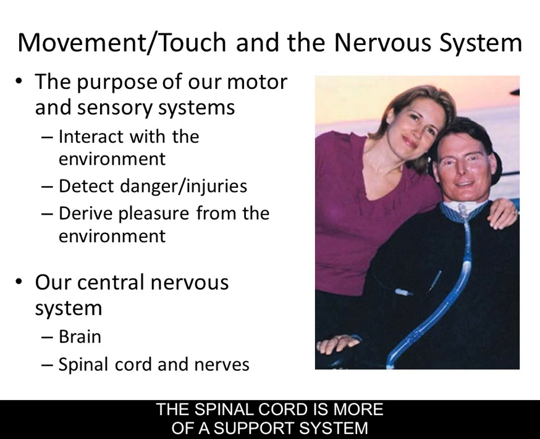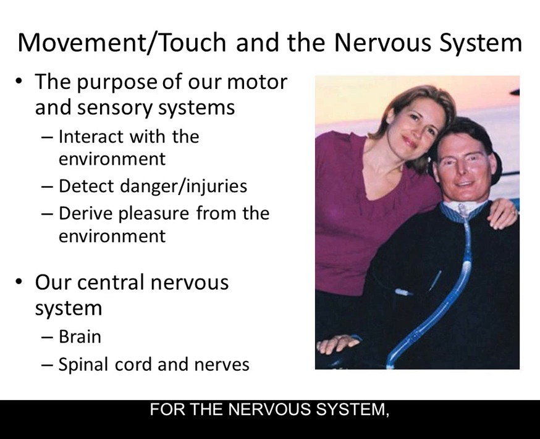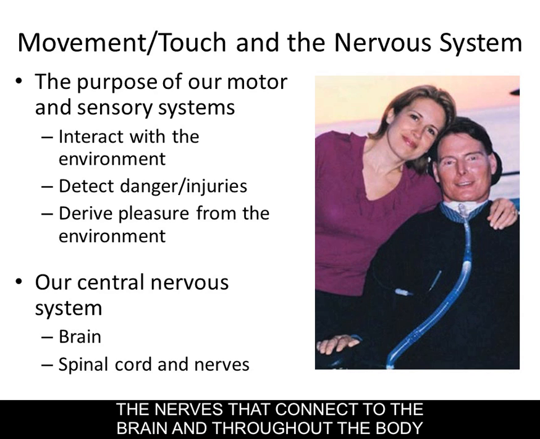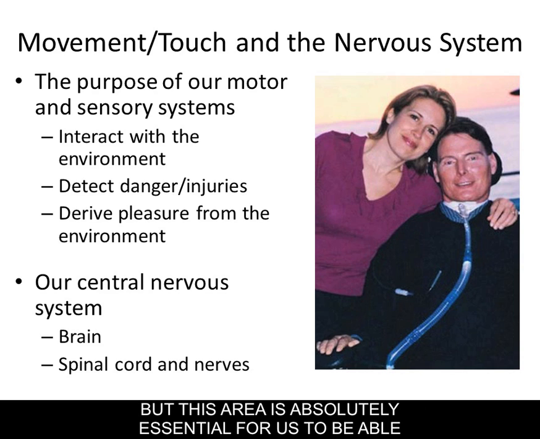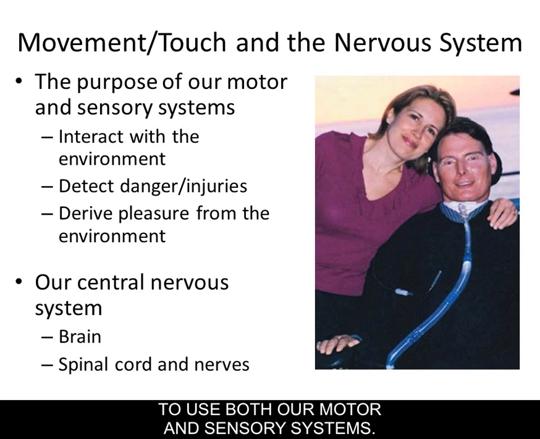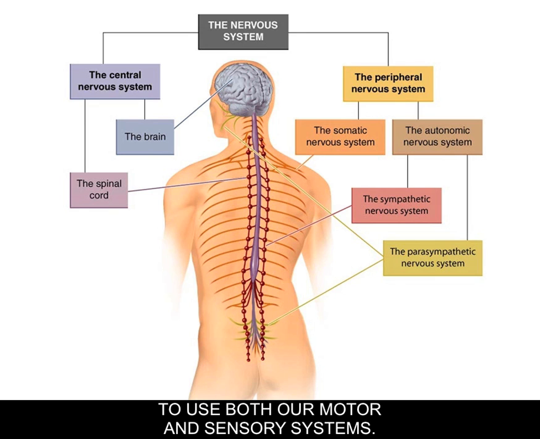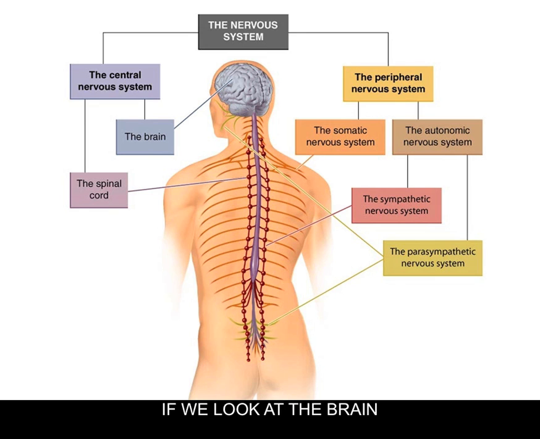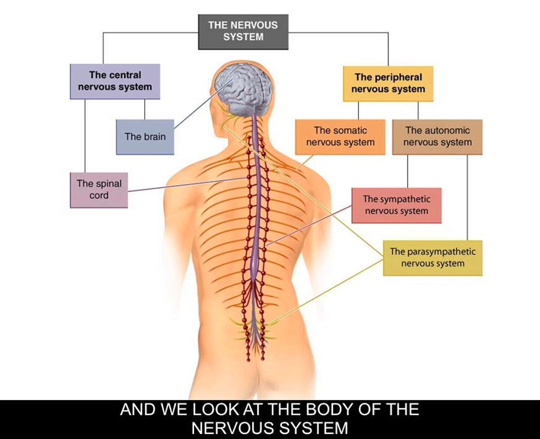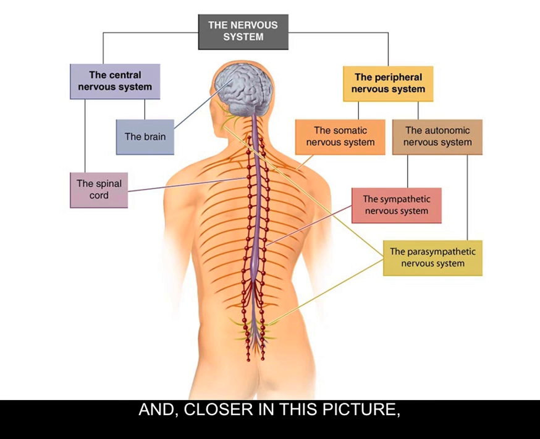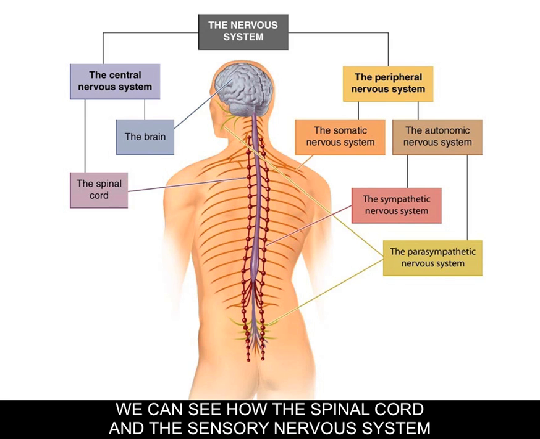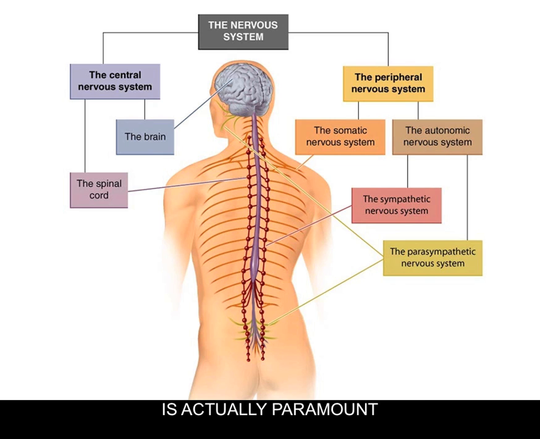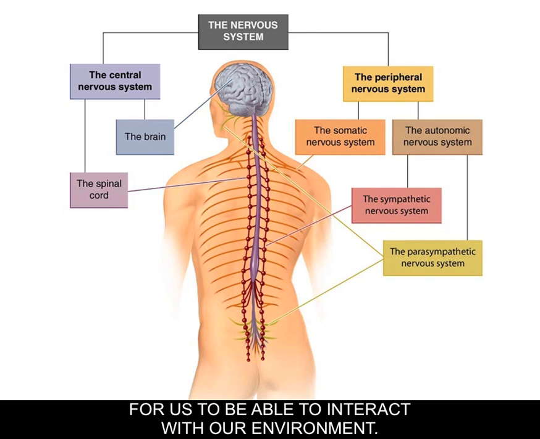The spinal cord is more of a support system for the nervous system, the nerves that connect to the brain and throughout the body. But this area is absolutely essential for us to be able to use both our motor and sensory systems. If we look at the brain and the body of the nervous system, and closer in this picture, we can see how the spinal cord and the sensory nervous system is actually paramount for us to be able to interact with our environment.